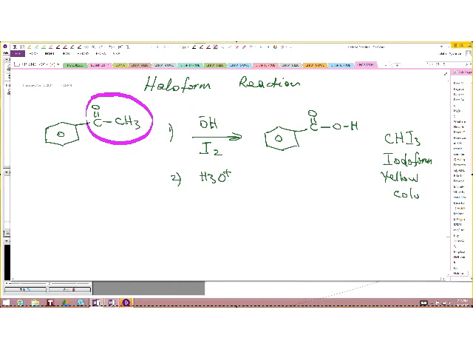And if you take this reagent here, and you take any molecule that has a methyl ketone, within a second you get a very solid yellow precipitate of, in this case, iodoform. But you could also do this with bromine or chlorine. You take this compound here, as long as you have a methyl ketone.